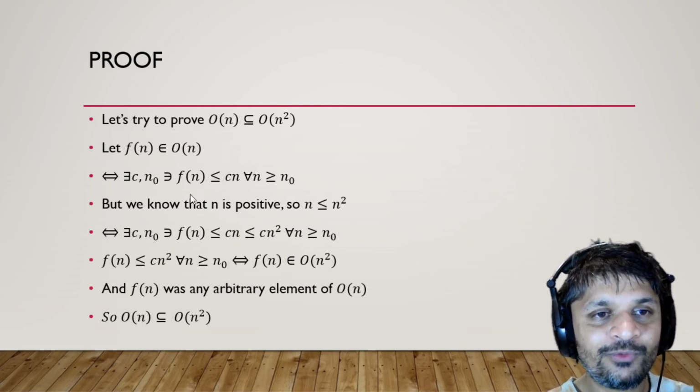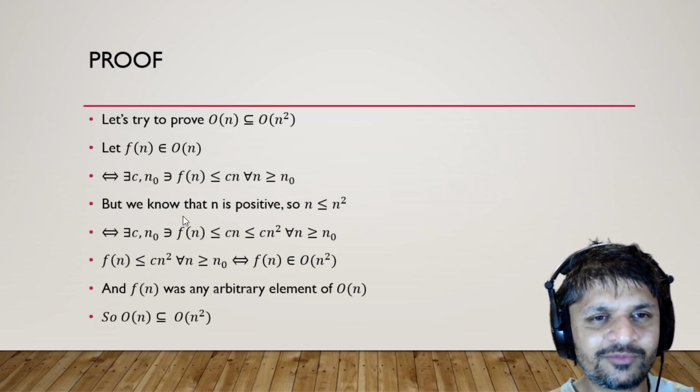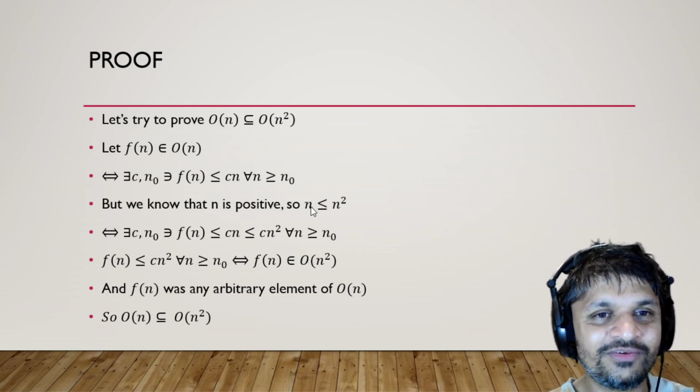But we know n is positive, so n must be less than or equal to n². I guess that's not really true for fractions, but we know that n is greater than or equal to 1, because remember, it's meant to represent the quantum of data you have. You can't sort half an item, you sort 10 items or something. So n is a positive integer, basically. For positive integers, we know that n is less than or equal to n².